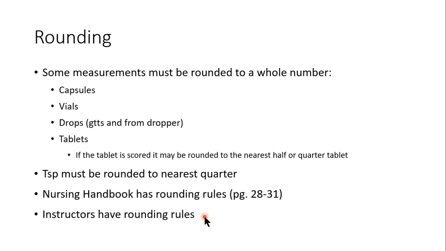For teaspoons, they must be rounded to the nearest quarter. As well, the nursing handbook has some extra rounding rules, and some instructors may have their own specific rounding rules, so it's just a matter of asking them to make sure you are given the solutions as they want you to write them.